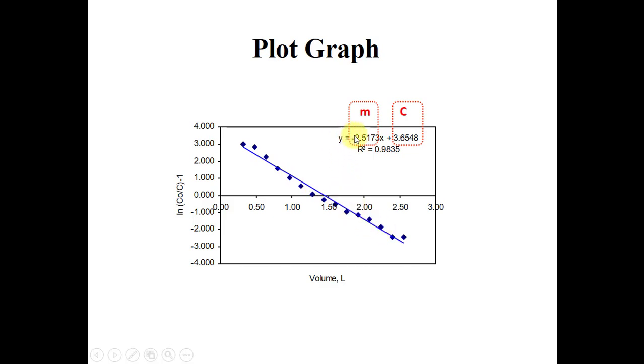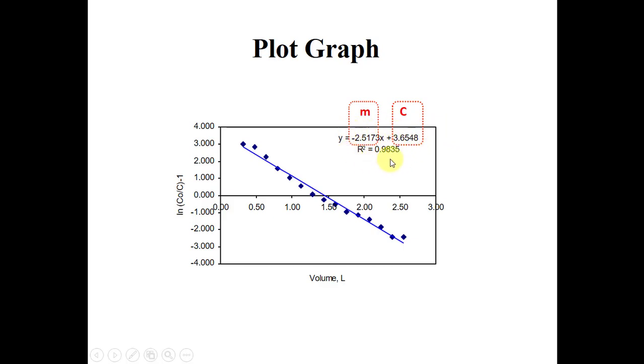Okay, and then we can get the equation, which is y equals minus 2.5173x plus 3.6548, and the R square was very good, which is 0.9835. So this is a linear equation. We can see the value of m and the value of c. The value of m equals minus 2.5173, and the value of c equals 3.6548.